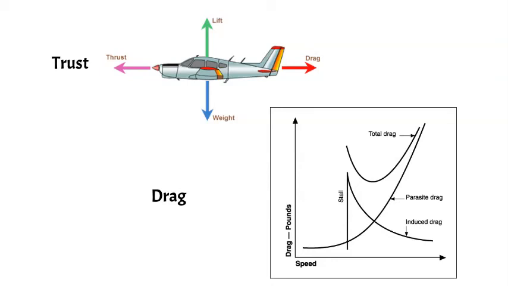Parasite drag is the resistance of the air produced by any part of the airplane that does not produce lift, such as the antenna and landing gear. Parasite drag will increase as airspeed increases. Induced drag is a byproduct of lift. Drag is induced as the wing develops lift.